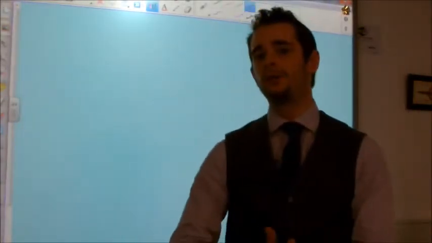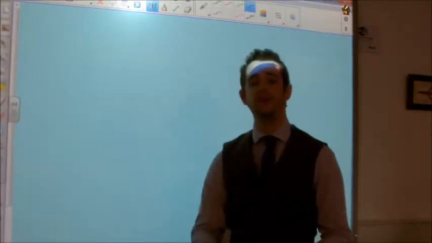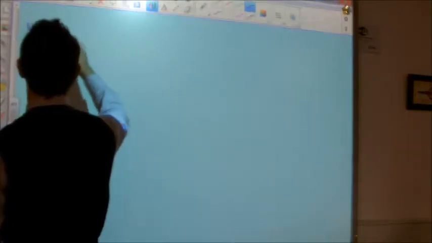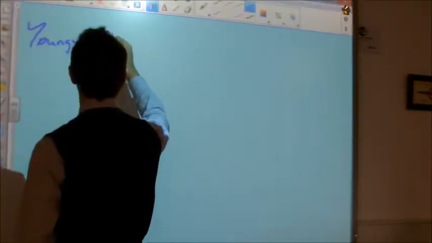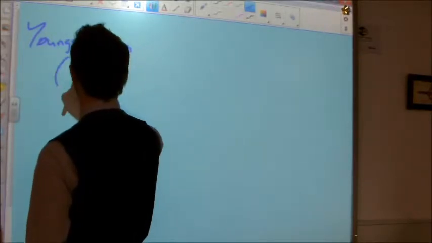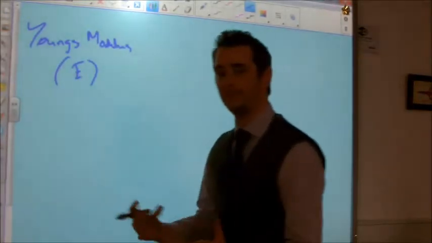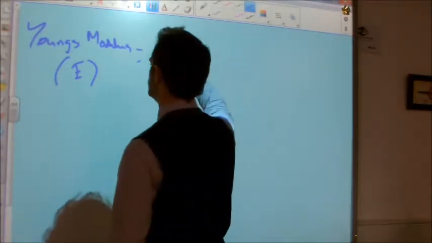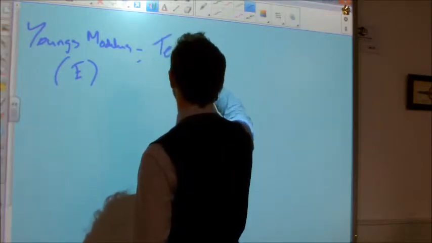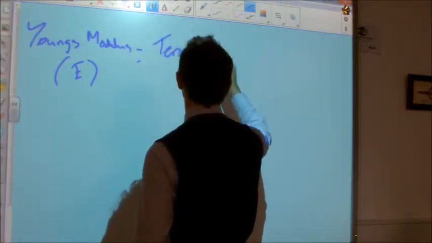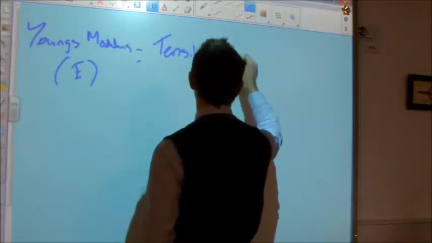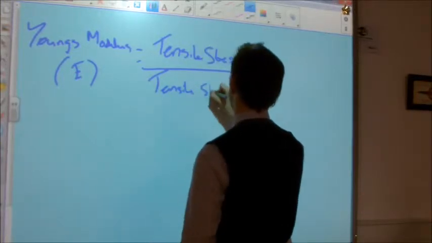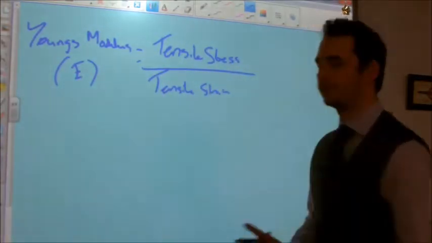Okay, so I said to think about stress and strain as a ratio giving us a constant, and that constant we call Young's modulus. Young's modulus we actually give the letter E to. Don't ask me why, but it is given the letter E as a symbol. So you might see it written down as simply E, and we say that Young's modulus is equal to tensile stress divided by tensile strain.